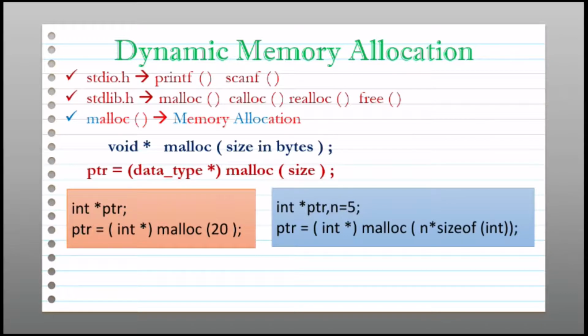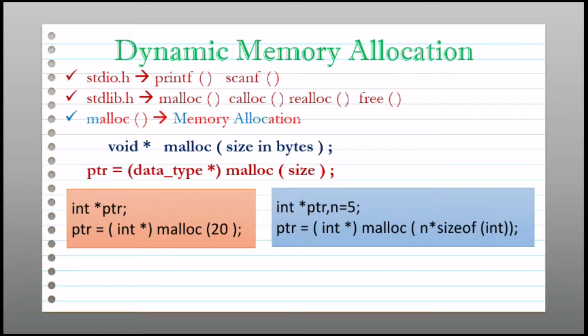Suppose the compiler takes 2 bytes for each integer, then the size will be n into 2, that is 5 into 2, equal to 10. And suppose the compiler takes 4 bytes for each integer, then the size will be n into 4, that is 5 into 4, which is 20 bytes.